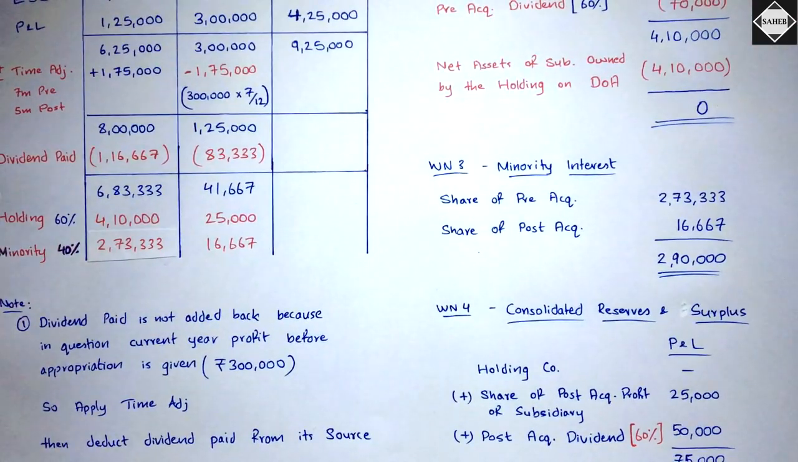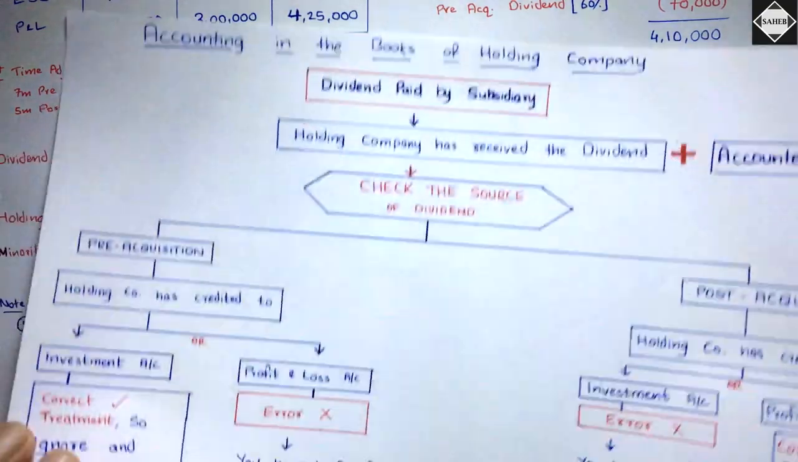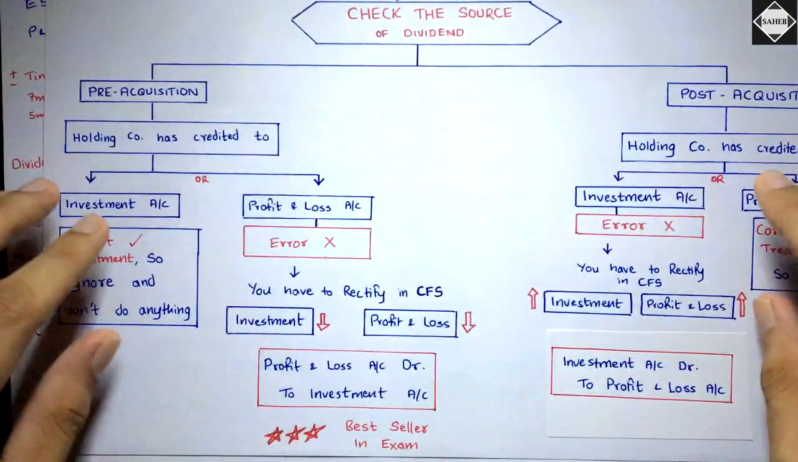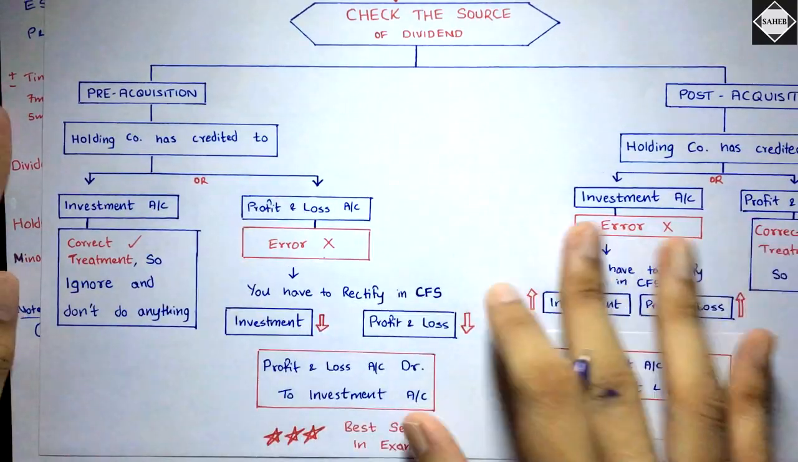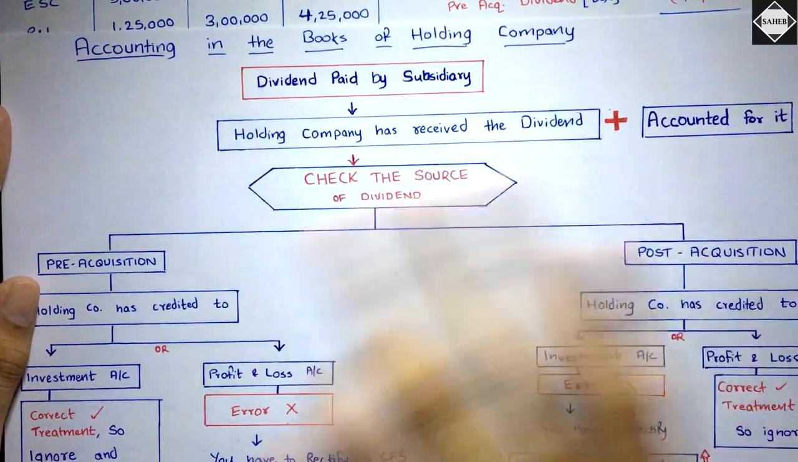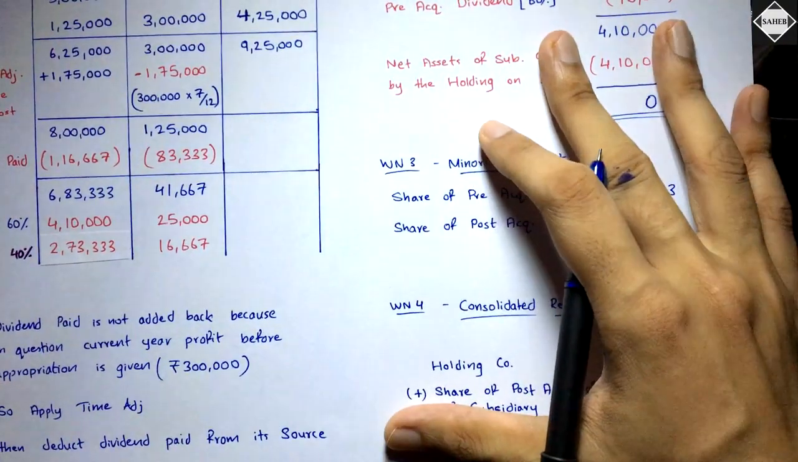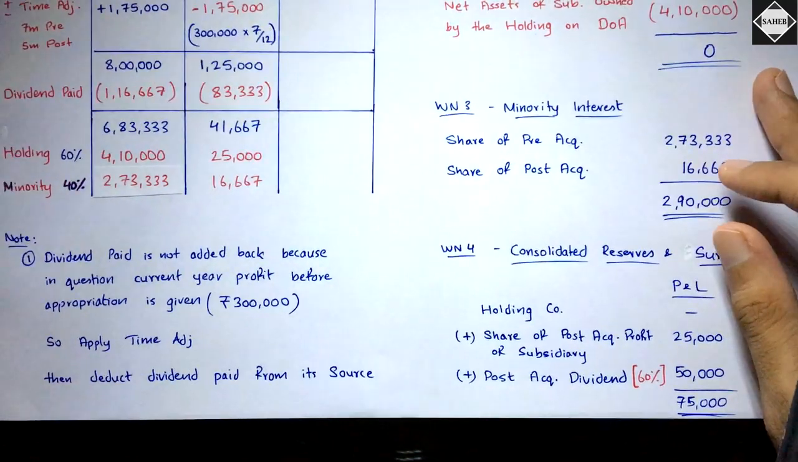So you have understood all the scenarios. Rectification: if correct accounting has been done, you will not do anything. If no accounting has happened, then you will do the correct accounting, which I have done over here. Is that clear? Easy? Yes.